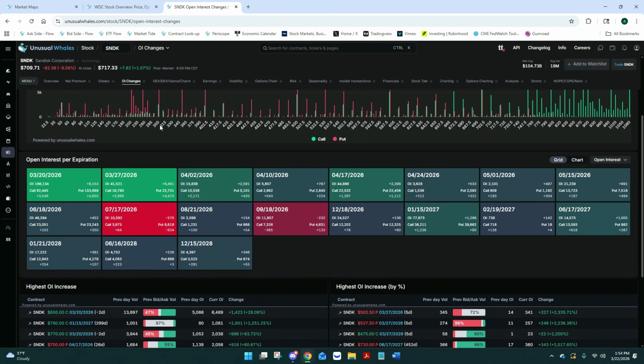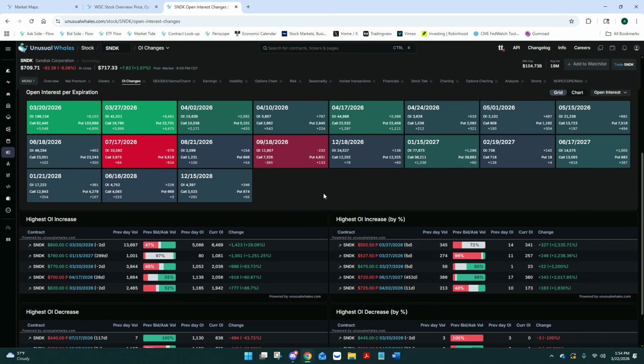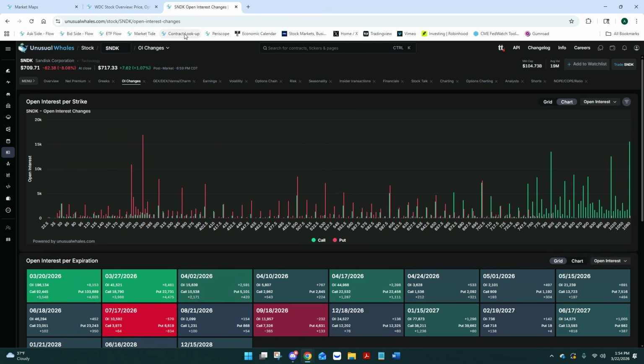I want to come down here and look at some expirations that have a lot of open interest on them. Like that 417 has a lot of puts on there. I personally like using that contract lookup to do this. There's multiple different ways that you can do this. Again, this is just my way of doing it. So I know that 250 strike has a lot of put action on it. So let's pop that 250 strike into the contract lookup and take a peek that way.